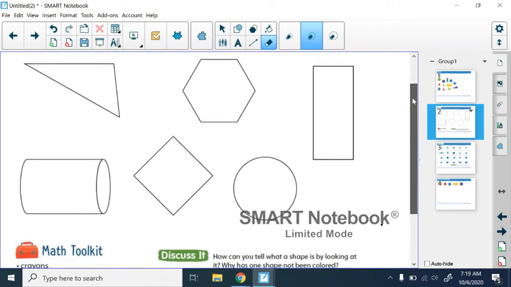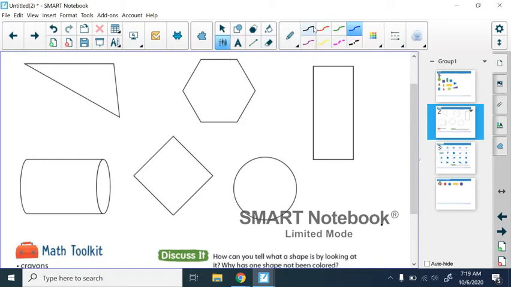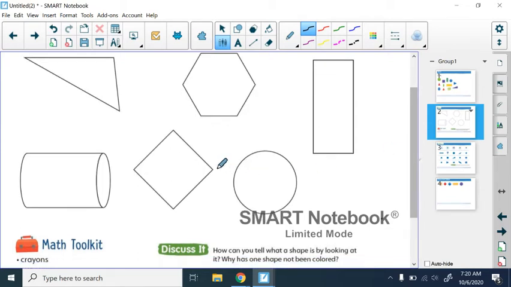So let's first look at the shapes that are flat on this page. Some of the shapes are flat and there's some that are solid. So I'm going to point to one of the flat shapes, and I want you to tell someone near you the name of that shape. Are you ready? So we're looking for the flat shapes. All right, boys and girls, what is the name of this shape right here?